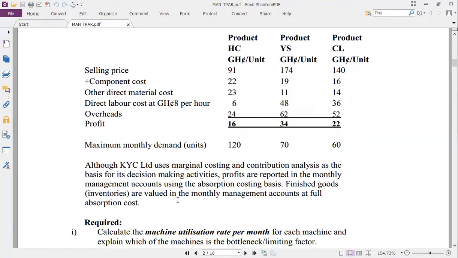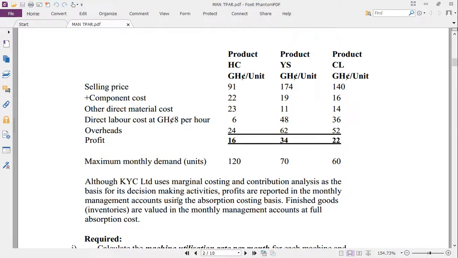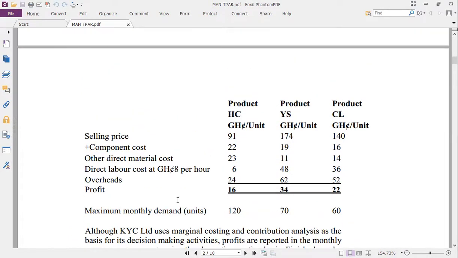Although KYC Limited uses marginal costing and contribution analysis as the basis for its decision-making activities, profits are reported in the monthly management account using the absorption costing basis. Finished goods inventories are valued in the monthly management account at full absorption cost. Okay, so this is what we discussed at the inception of the program. So let's start the game.